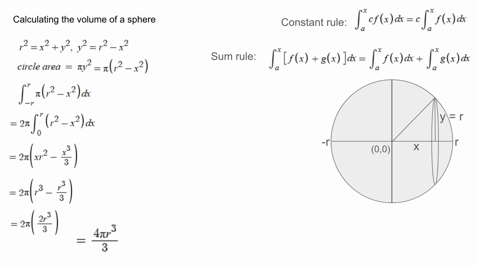Lastly, I want to showcase how we can use integration to find the volume of a 3D object, in this case a sphere. But before we do, I need to go over two rules. Firstly is the constant rule, which states that regardless of whether the constant is inside or outside the integral, the final result will be the same. And the sum rule, which states that the integral of a sum is equal to the sum of two integrals.